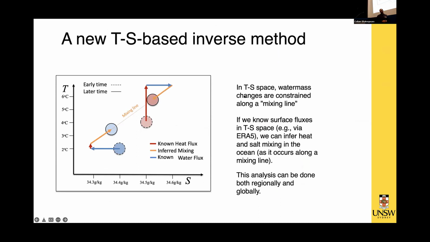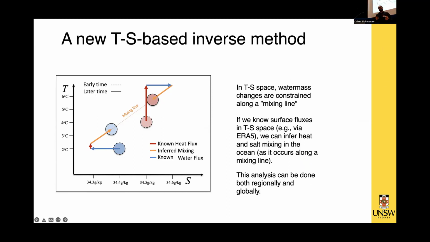So one cool thing about TS space, and this gets me really excited, is that when you mix two water masses, let's say you mix something hot and something cold, it always converges. Mixing is always convergent in TS space, typically. So you always get something warm from a mixture of something that's cold and something hot. So mixing in TS space always happens along a mixing line, and it is always convergent.